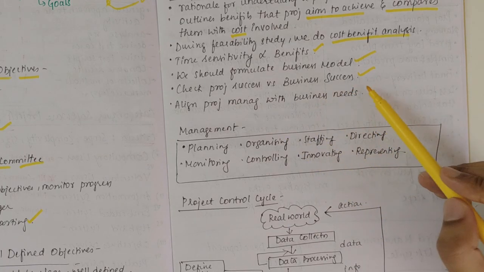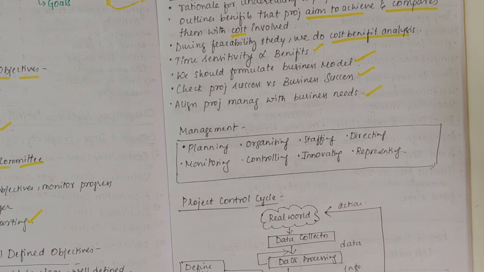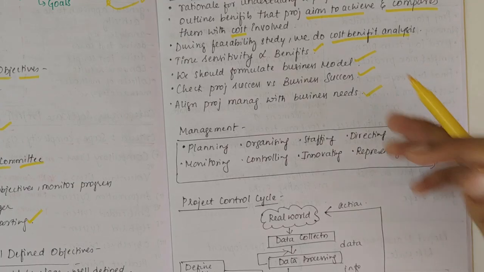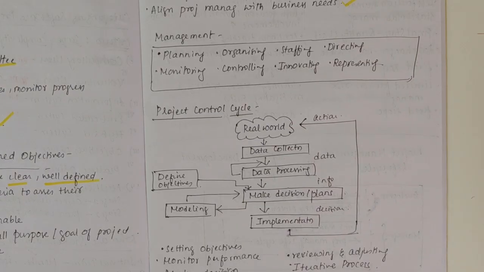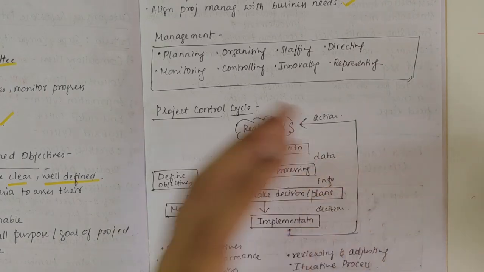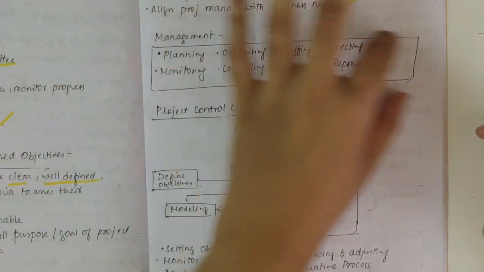Then we should align the project management with business needs. This is what we have been discussing from the starting point, right? Next we have management. So what is management, and what are the factors affecting management? What are the steps we need to do in management? Management is like a wide spectrum which comprises the following activities.